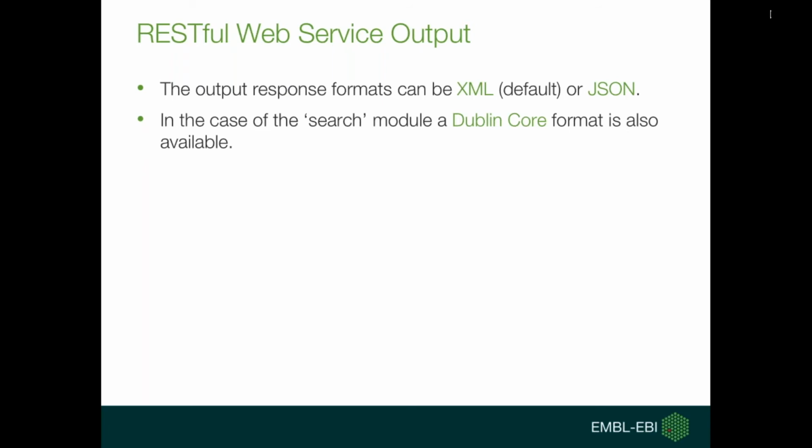If you're using the search module, there's one more format available to you, and that is the Dublin Core format. The Dublin Core schema is a small set of metadata terms used to describe web resources, as well as physical resources such as books or CDs, and objects like artwork. Dublin Core may be expressed in plain text, HTML, XML, and RDF. In the Europe PMC web service, the Dublin Core format comes within an RDF XML wrapper. Dublin Core metadata may be used for multiple purposes, from simple resource description to combining metadata vocabularies.